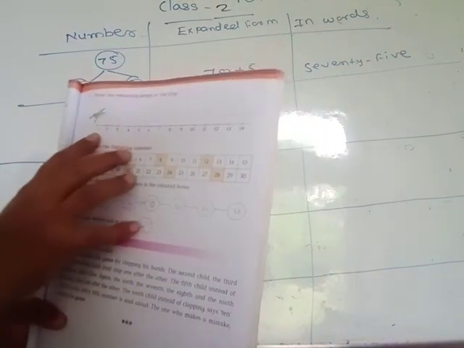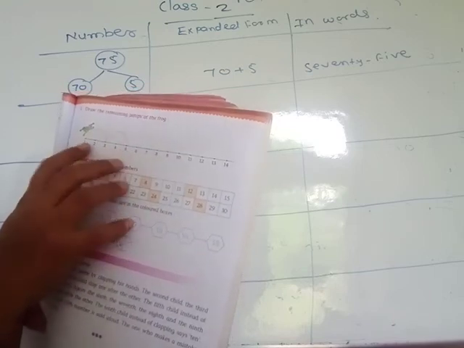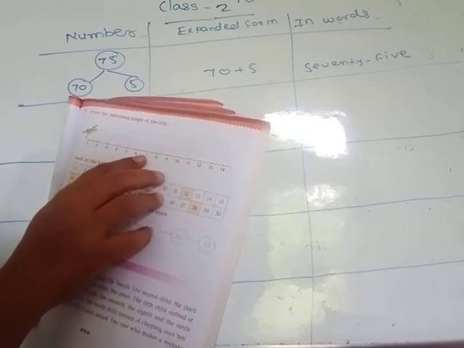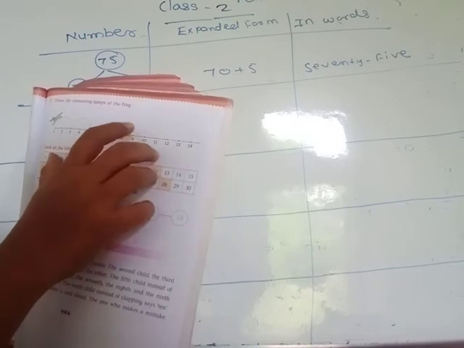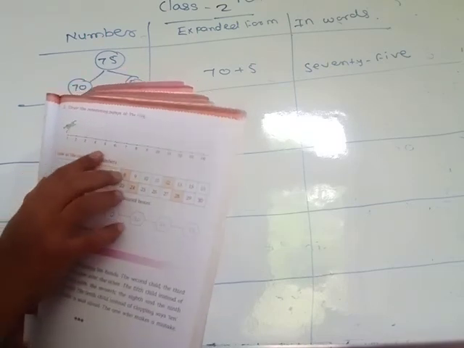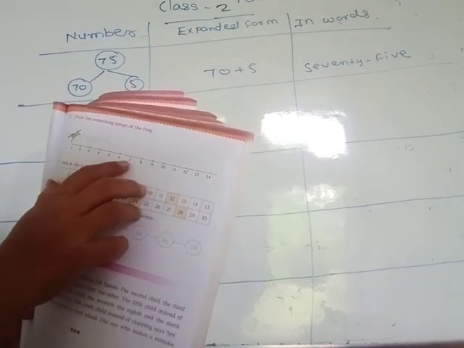Then next one, draw the remaining jumps of this frog. You see here, firstly the frog jumps to 1, then afterwards 3, afterwards 5. Means here the difference of these two numbers. After 5 you draw 7, after 7 jump to 9, after 9 jump to 11, after 11 to 13. Means the steps of these numbers are 2. Steps of 2 means 1 plus 2 is 3, 3 plus 2 is 5, 5 plus 2 is 7, 7 plus 2 is 9, in this type.